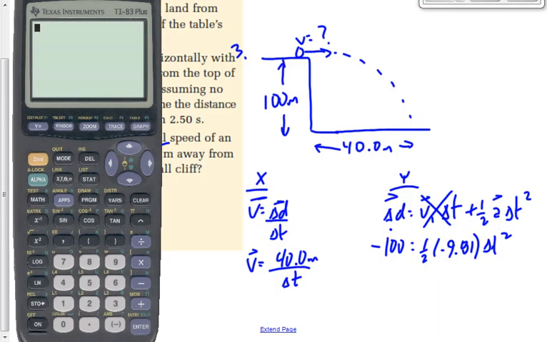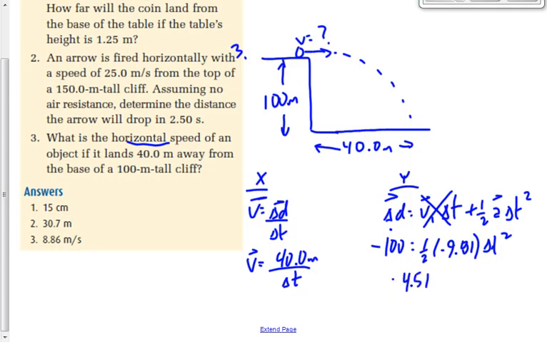Okay, let's solve this here. We're going to say negative 100. Let's divide that by 0.5. Let's divide that by negative 9.81. Let's square root that now to get T. We end up getting 4.5152 seconds. What am I going to do with that time now?